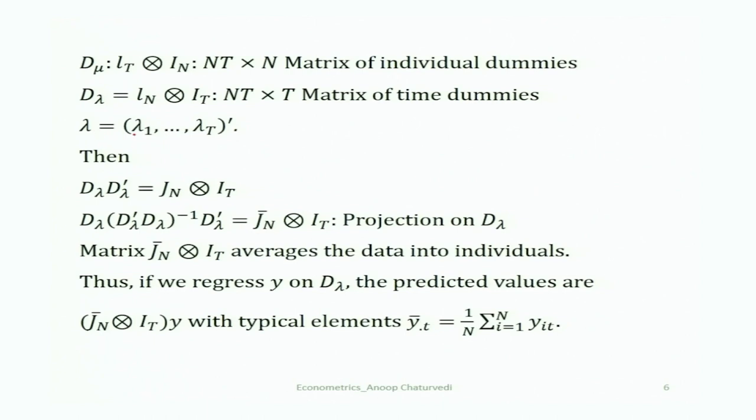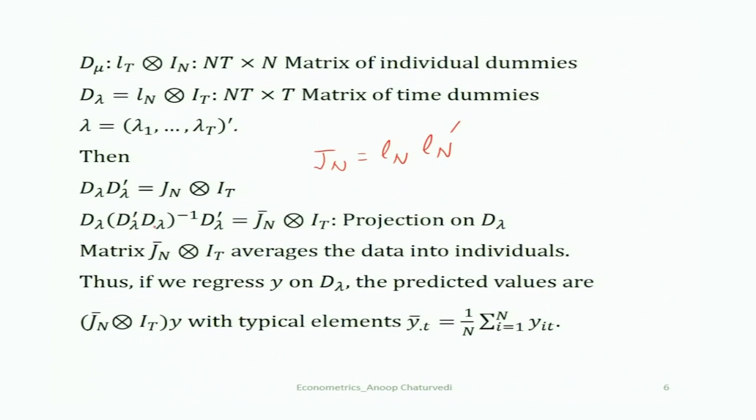Then we take lambda equal to (lambda 1, lambda 2, and so on up to lambda t) transpose. Then we can easily verify that D lambda transpose is equal to l_n transpose Kronecker product I_t, and then we are writing l_n transpose equal to J_n, which is equal to l_n transpose. Then D lambda transpose, D lambda inverse, D lambda transpose is equal to J_n bar Kronecker product I_t. You can easily verify it.